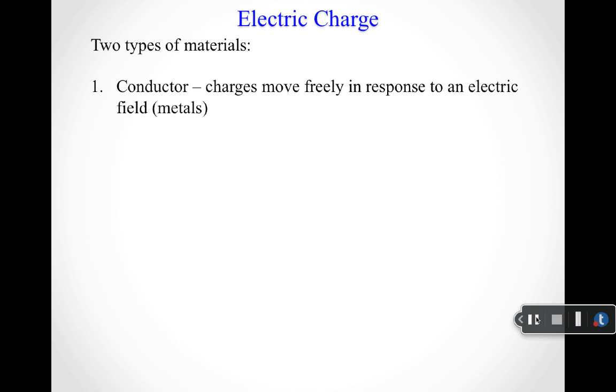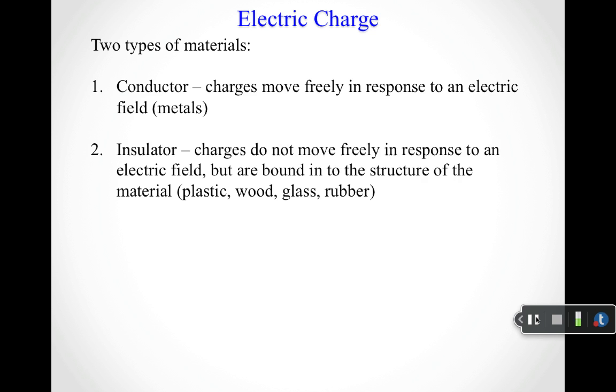Now, speaking of materials, there are two types of materials. One's a conductor. A conductor is a place where the charges move freely in response to an electric field, and the charges, again, are the electrons here. Typically with a metal, for most metals, the electrons are in some sense very loosely attached to the metallic structure, so they can go from atom to atom, and that's why they're able to move within the metal, and the metal serves as a good conductor.